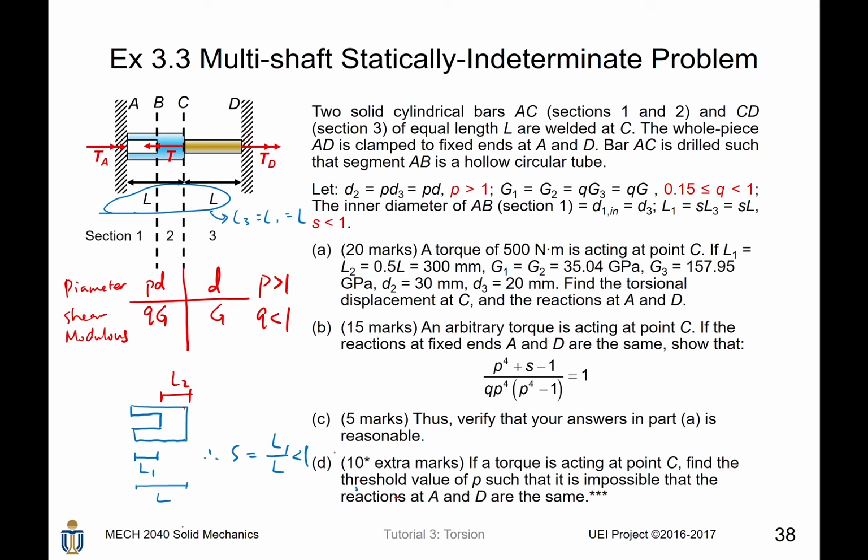Besides, there is a difficult problem for you to think of. If a torque is still acting at point C, find the threshold value of P such that it is impossible that the reactions at A and D are the same. That is, under the allowable range of the ratio between the material strengths, how large should the diameter of the blue shaft be such that the reactions at A and D cannot be the same?